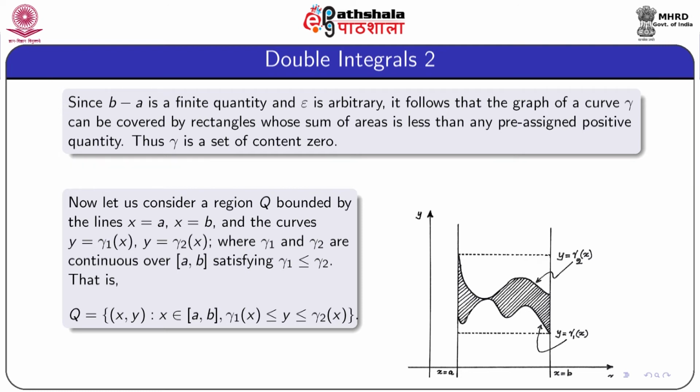Now, let us consider a region Q bounded by the lines x equal to a, x equal to b, y equal to gamma1(x), y equal to gamma2(x), where gamma1 and gamma2 are continuous over [a,b]. Moreover, we assume gamma1 ≤ gamma2. Please look at the corresponding figure. So, Q is the collection of all (x,y) where x belongs to [a,b] and y lies between gamma1(x) and gamma2(x) for each x.